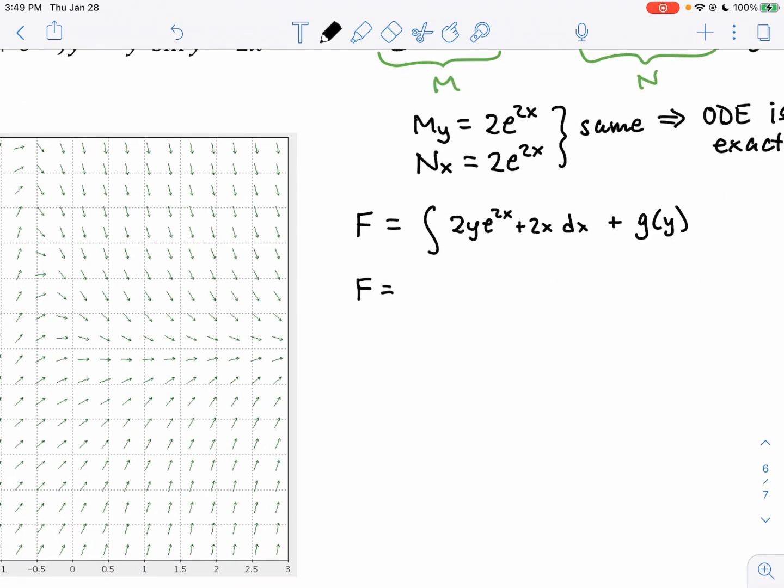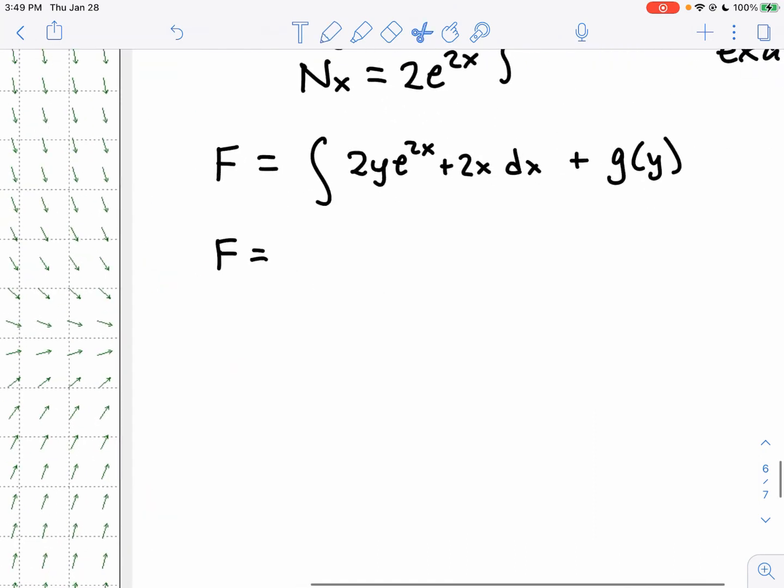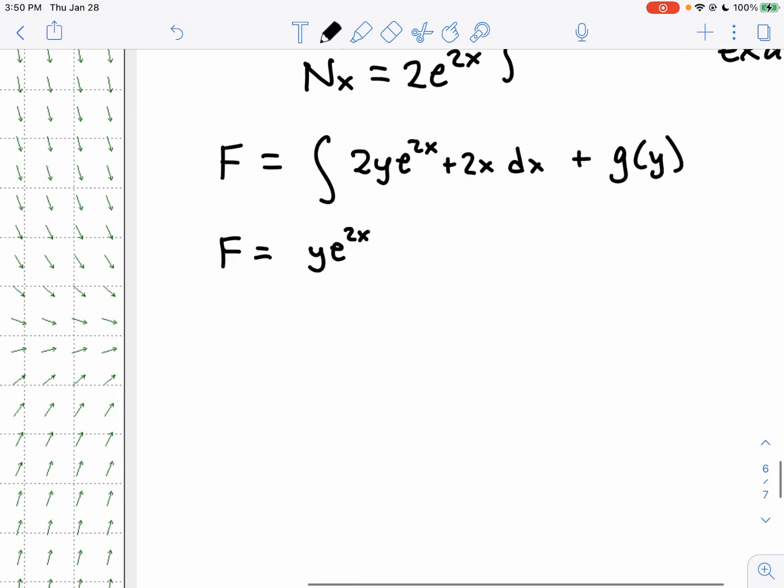Okay, so capital F is equal to, antidifferentiate this part here with respect to x. The 2y will stay, we'll get a 1/2 e to the 2x as the antiderivative. The 2y and the 1/2 will cancel, leaving just y e to the 2x. Antiderivative of 2x is just x squared. And then we have our g of y.